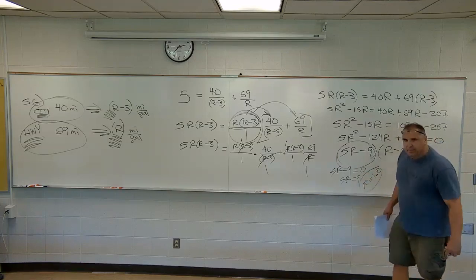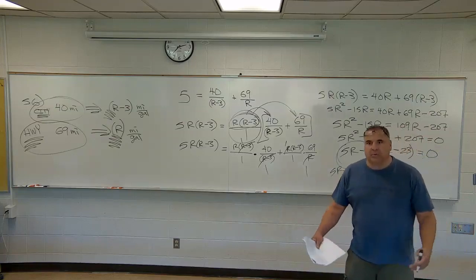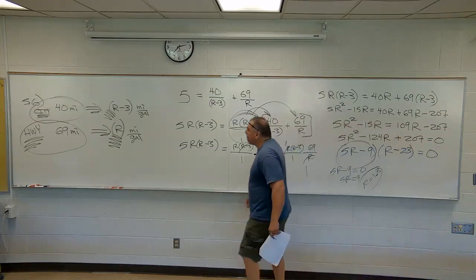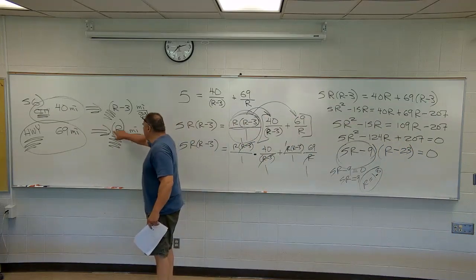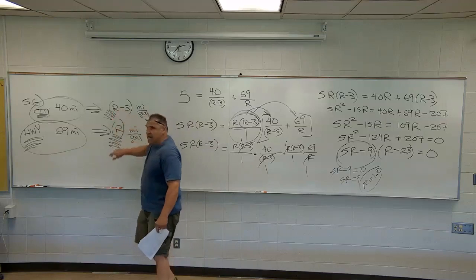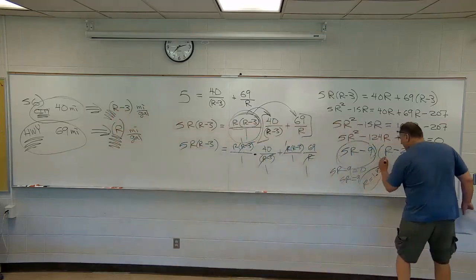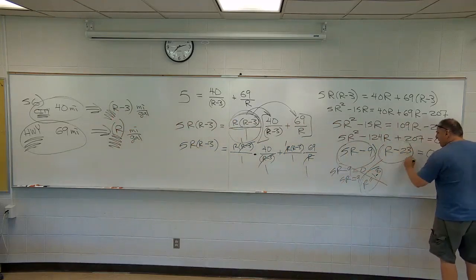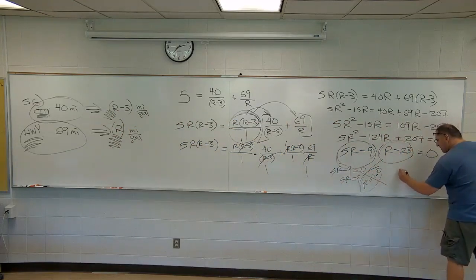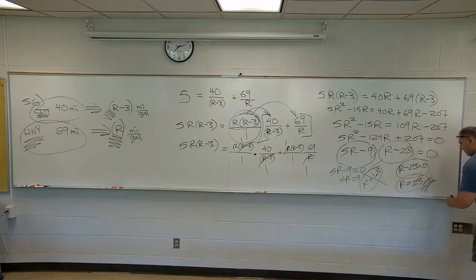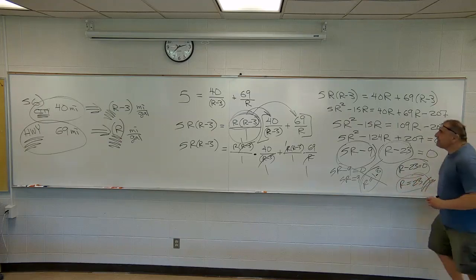If it's a tank, maybe that's what it's got. Here's the problem with this 1.8. If this guy's 1.8, what's 1.8 minus 3? Negative 1.2. Throw it out the window. Doesn't work. Here, R minus 23 equals 0. That's it. That's the answer.